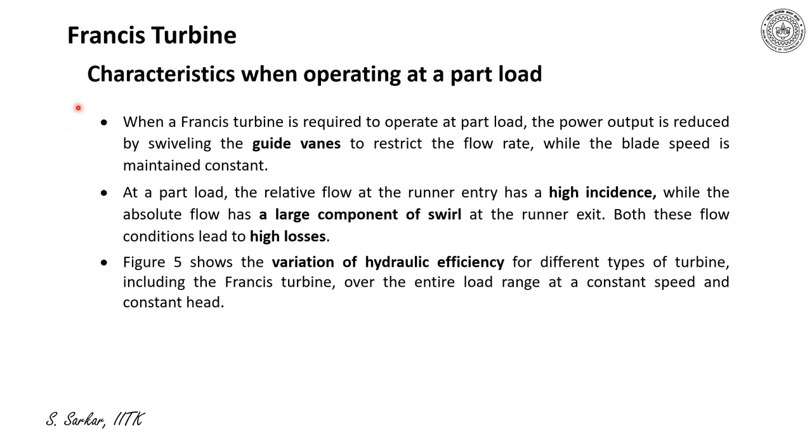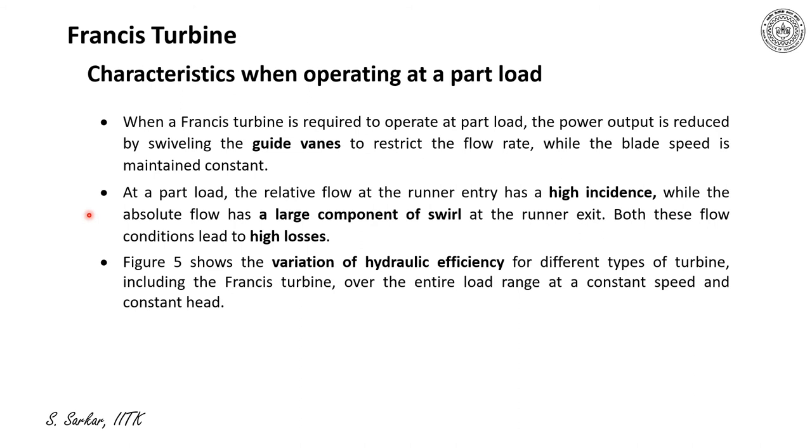Characteristics of a turbine operating at part load. When a Francis turbine is required to operate at part load, the power output is reduced by tilting the guide vane to restrict the flow rate, while the blade speed is maintained constant. At part load, the relative velocity at the runner entry has a high incidence, while the absolute velocity has a large component of swirl at the runner exit. Both these conditions lead to high losses. Thereby, at part load, losses would increase.